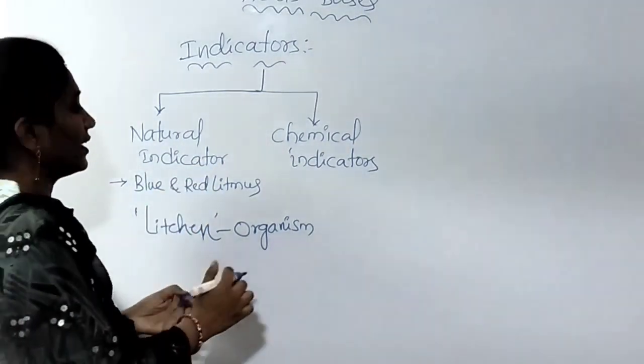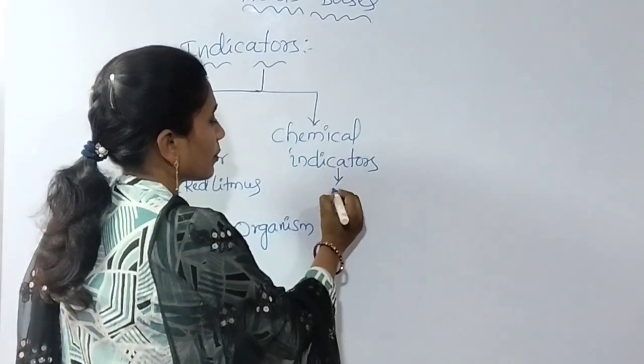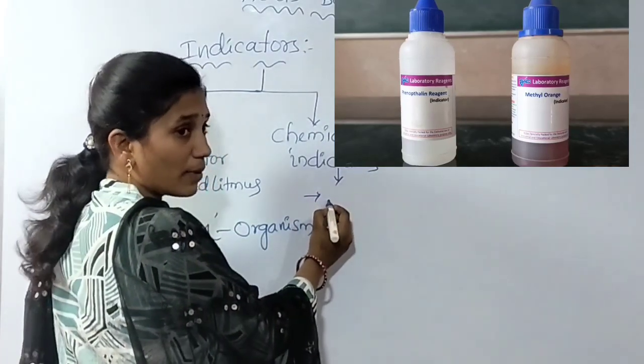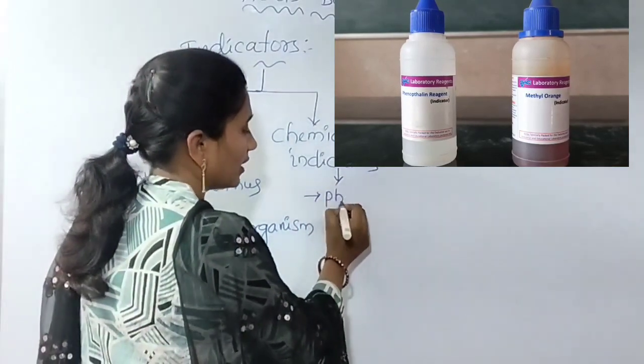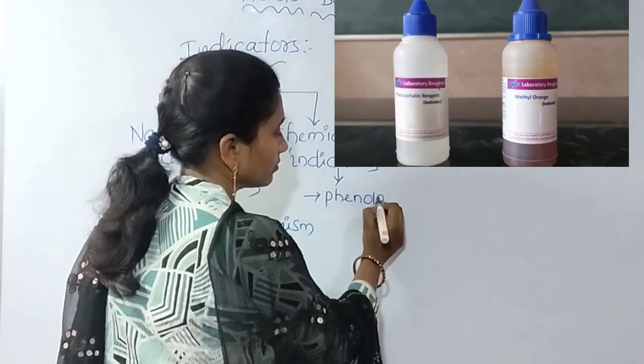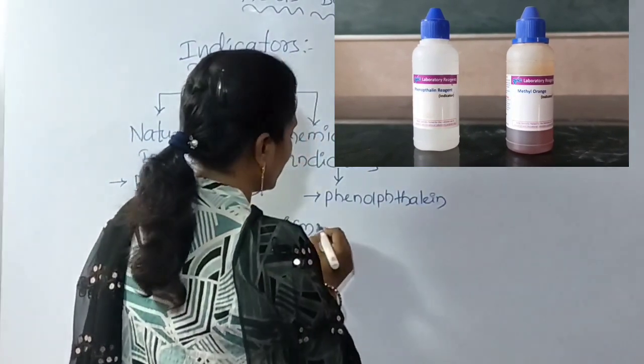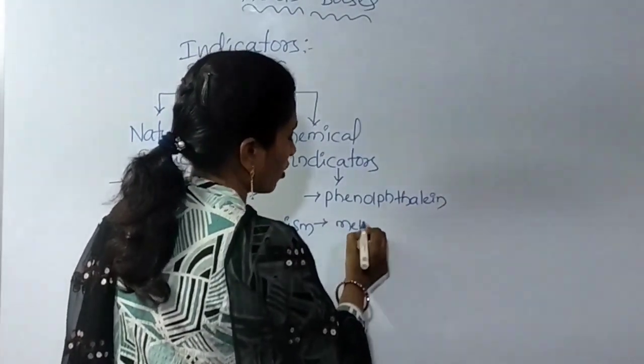Then what about chemical indicators? Chemical indicators are prepared in the laboratory. They are available in the form of solution. One is phenolphthalein indicator, and one more is methyl orange indicator.